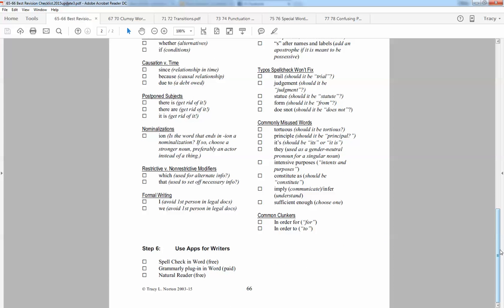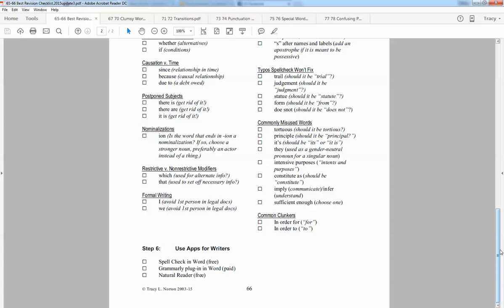And then the last step addresses some apps that writers can use. This is the last step because I don't recommend using these until you've already completed the other steps and done the best you could to revise the document, and then you can use these things to do sort of cleanup for things that you didn't catch. But if you use these as your primary method of proofreading or catching stylistic or grammatical errors, you may be disappointed because you may not actually find everything that you need to find.